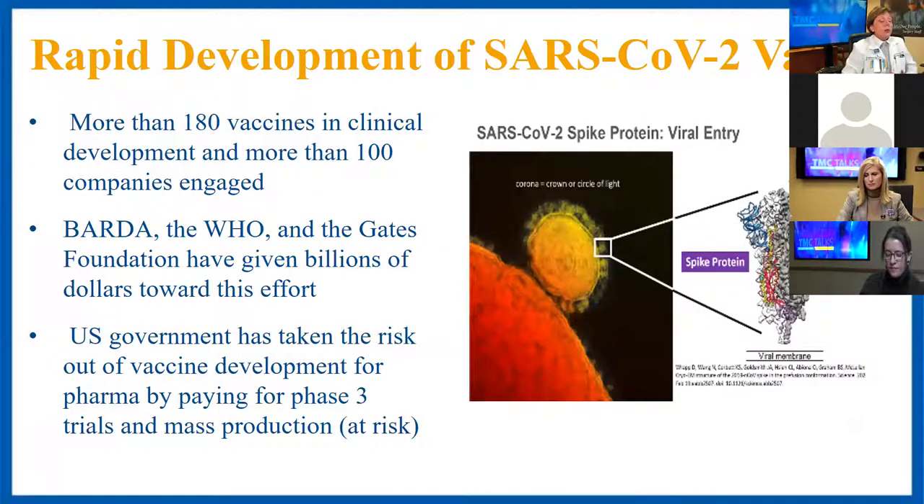So there's been rapid development of SARS-CoV-2 vaccines. More than 180 vaccines are in clinical trials. More than 100 companies have been engaged. And the US government has taken the risk out of vaccine development for pharma by paying for many of these phase 3 trials and for the mass production of these vaccines. Most of the vaccines, as you'll hear Dr. Pahud describe, are forming antibodies against the spike protein on the COVID virus. And this spike protein is what is required for the virus to enter cells. Next slide.